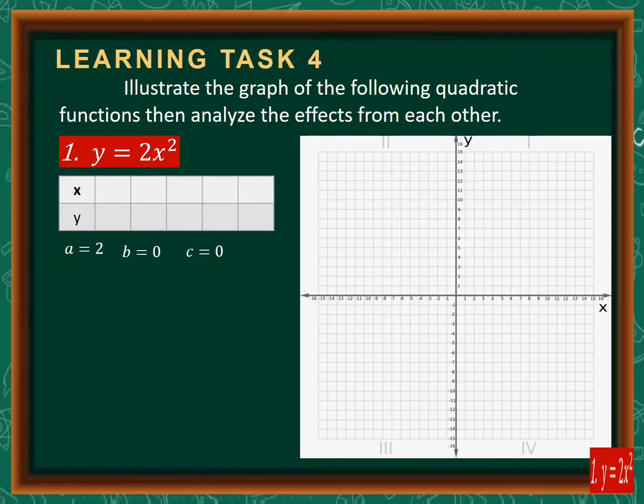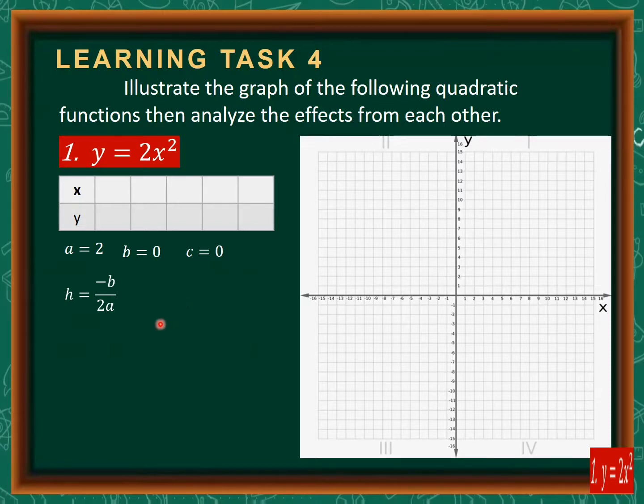Alright, sa ating given quadratic function, ito yung a. And then wala tayong b, wala rin tayong c. So therefore, ito yung values nila. Then after that, we will use the formula in finding the h and k.